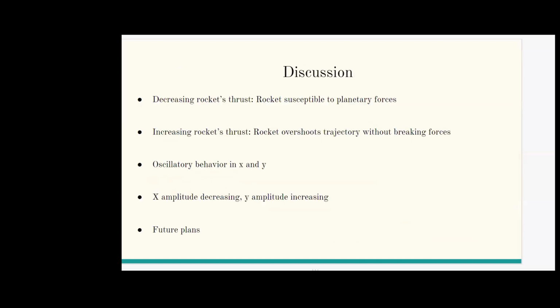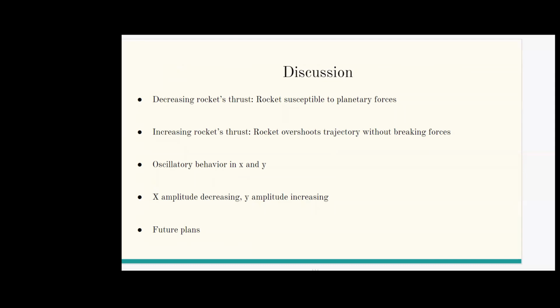Some of the difficulties we found was that decreasing the rocket's thrust too much made it susceptible to planetary forces. If the rocket thruster wasn't great enough, it would get pulled into the orbit of a nearby planet. But if the rocket's thrust was too great, then it would overshoot the trajectory without being able to slow down. That was a big problem we had, as we had increased the thrust because our sensitivity analysis showed that it helped, but it made it a little bit more difficult for it to actually stop at its destination.